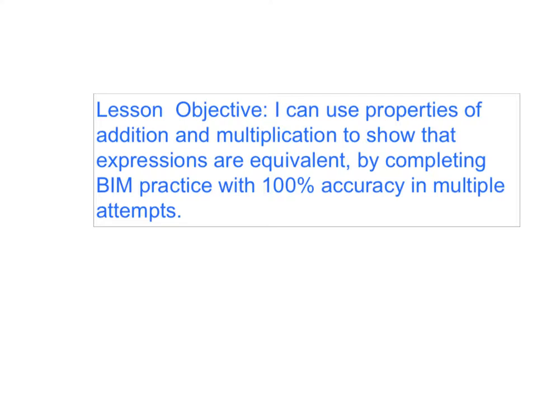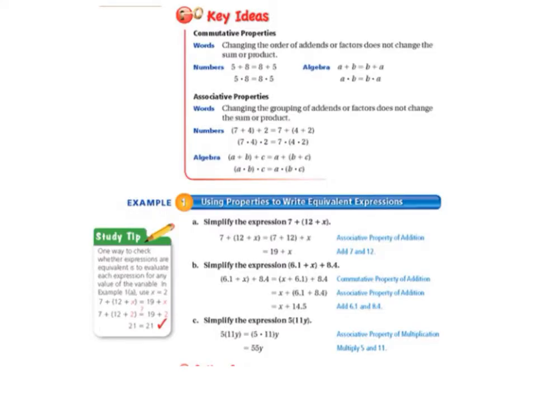Today's objective is, I can use properties of addition and multiplication to show that expressions are equivalent by completing Big Ideas Math practice with 100% accuracy in multiple attempts. Today we'll be starting on page 128 in your math textbook. We're going to start by copying the key ideas at the top of the page into your math notebook.